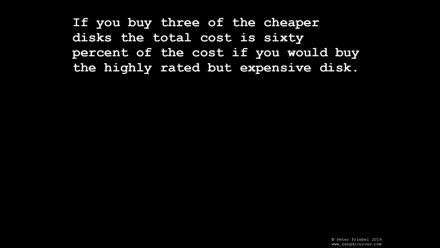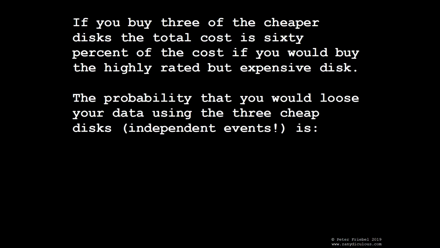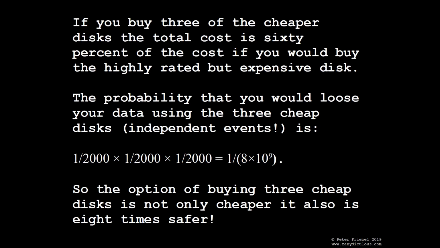If you buy 3 of the cheaper disks, the total cost is 60% of the cost if you would buy the highly rated but expensive disk. The probability that you would lose your data using the 3 cheap disks, note those are independent events, is 1 divided by 2000 times 1 divided by 2000 times 1 divided by 2000, and that is 1 divided by 8 times 10 to the 9th. So the option of buying 3 cheap disks is not only cheaper, it is also 8 times safer.